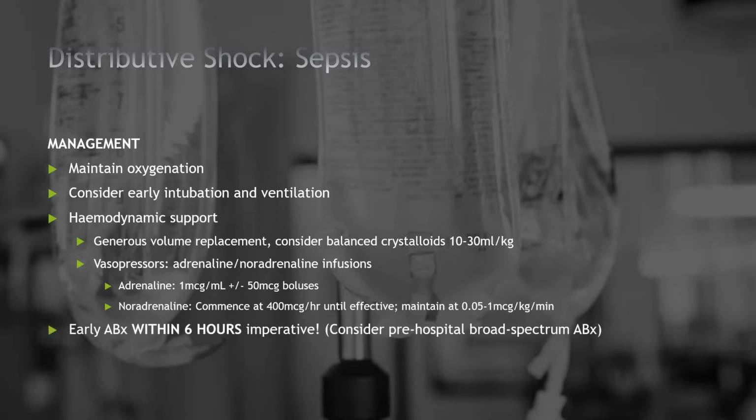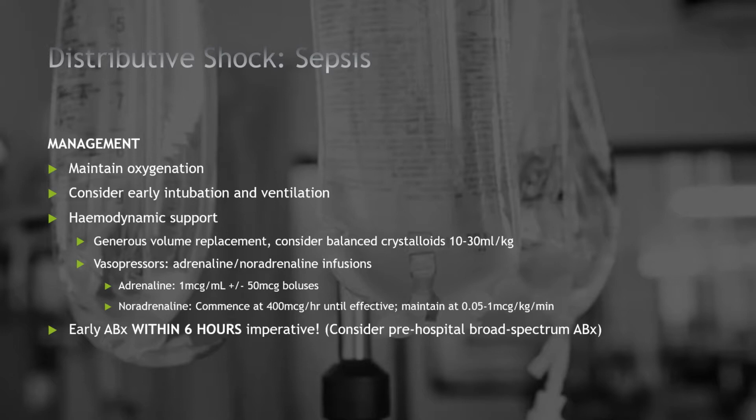Obviously, fluid replacement and vasopressors help with the issue of hypoperfusion, but it doesn't address the underlying cause, which is obviously going to be the infection. So in bacterial sepsis, early antibiotics are imperative. This has to be within 6 hours to see some considerable mortality benefits.